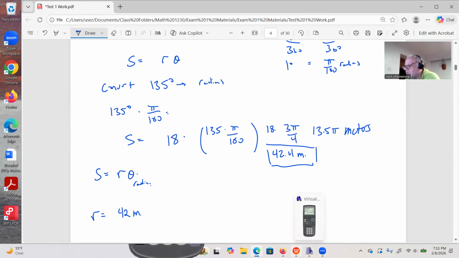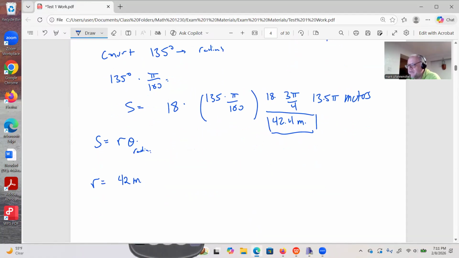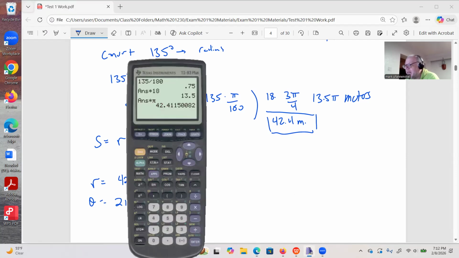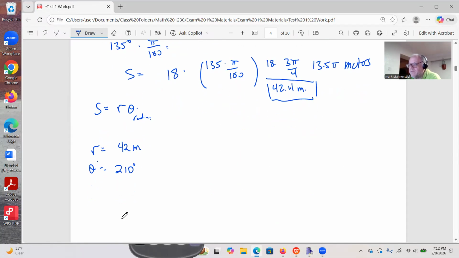And then we are told something about 210 degrees. Okay, so my theta is equal to 210 degrees. We're going to convert this to radians in just a second. And then the last thing is that we know the speed the person moves at is 3.2 meters per second. So I'm going to use v for 3.2 meters per second so we can get how long this thing took.